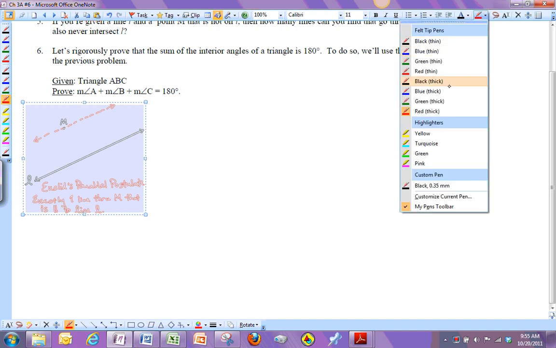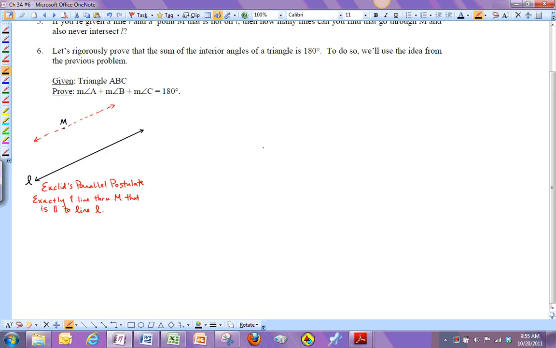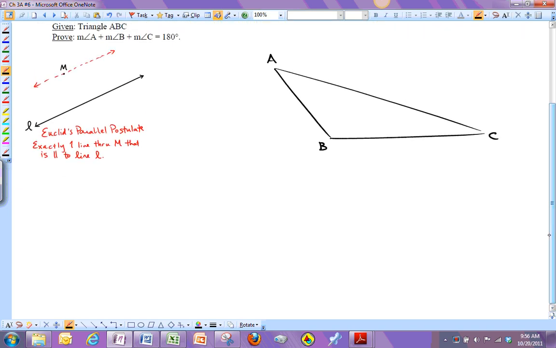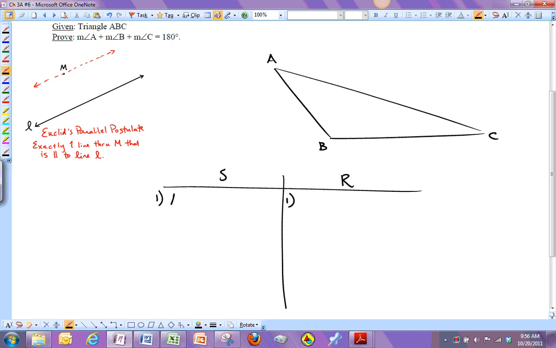Okay, so for number 6 we need a triangle. So let me draw one here. Any triangle really, so here, I'll make mine kind of strange here. A, B, C. And we want to prove that that has 180 degrees in it. And so let's do a proof setup. Statements, reasons. And I'm going to start with, and now remember this proof kind of involves some trickery here.